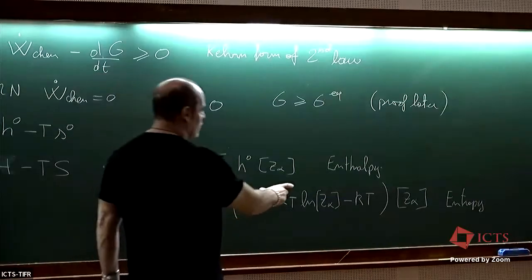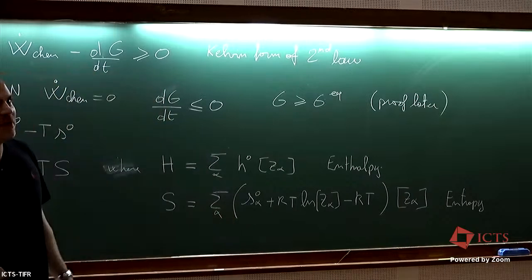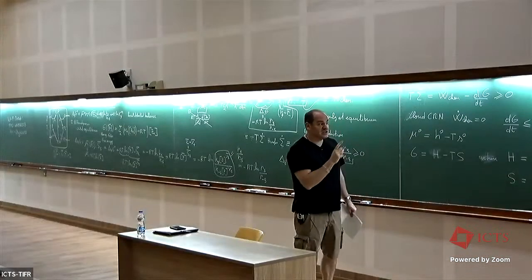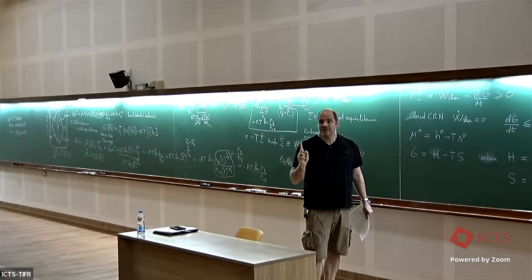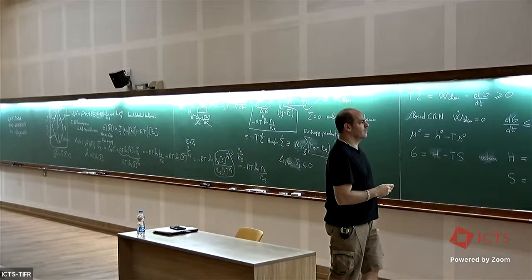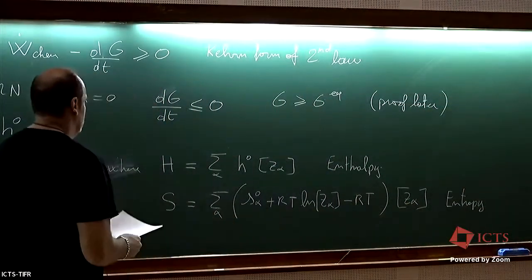It has this log Z, a bit reminiscent of a Shannon-like entropy, but don't forget that we are speaking of concentrations. These are not probabilities. The sum of the Z's are not normalized. So it's not really a Shannon, it's a kind of generalization of Shannon. And this RT term is also in the entropy.